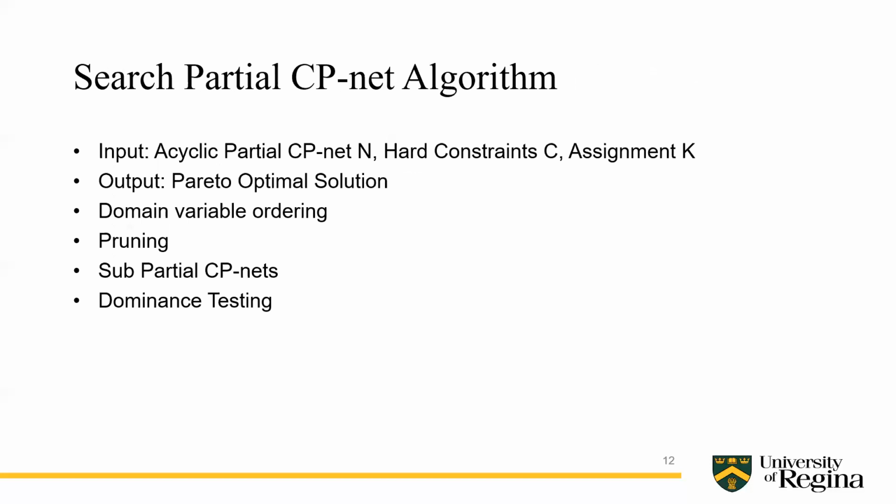After we were done with the generator, we used that data to test our algorithm. The name of our algorithm is search partial CPNet. In this algorithm, these are the inputs: an acyclic partial CP network, the hard constraints, and the assignment. This is basically a recursive algorithm. The output will be Pareto optimal solutions.